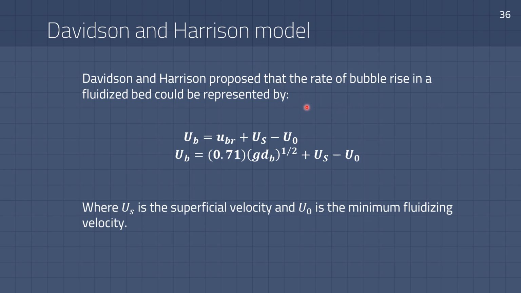Both terms also affect the minimum fluidization velocity. So instead of using viscosity and density, the minimum fluidization velocity will be used for the relationship. That is, the higher the minimum fluidization velocity, the lower the velocity of the rising bubble. Davidson and Harrison proposed that the rate of bubble rise in a fluidized bed could be represented by this equation, where U sub s is the superficial velocity and U sub o is the minimum fluidization velocity.